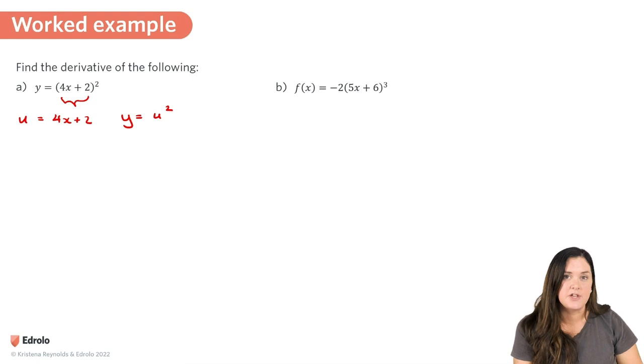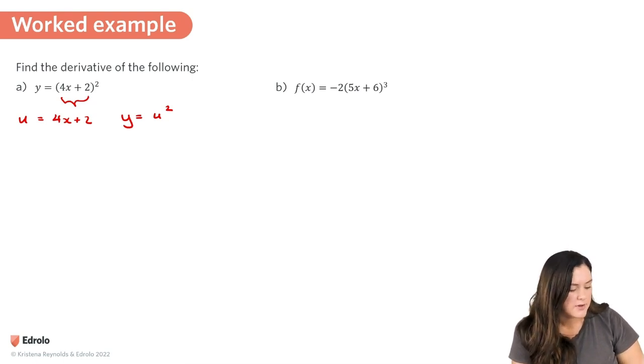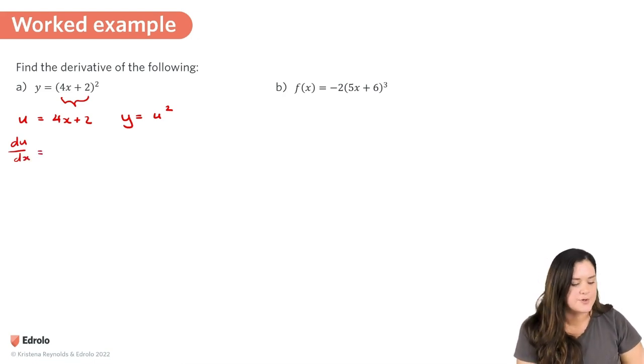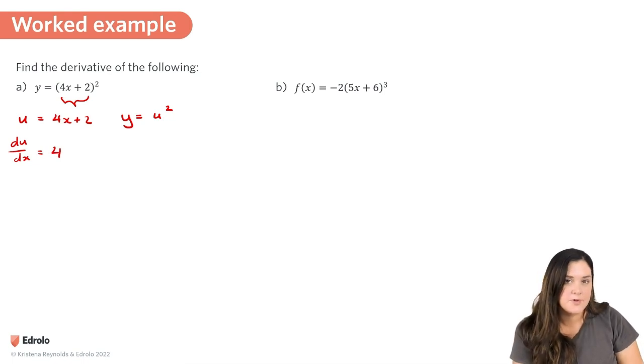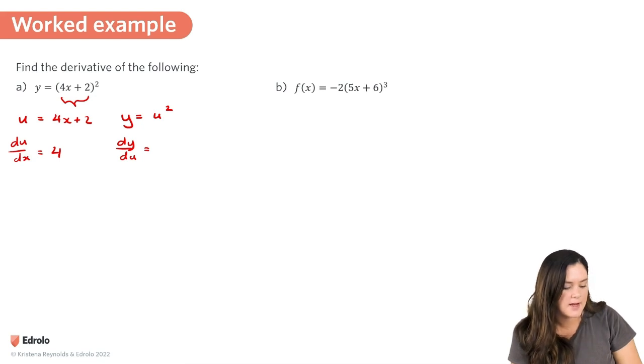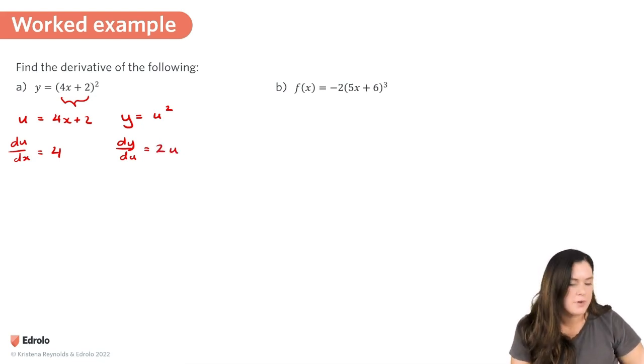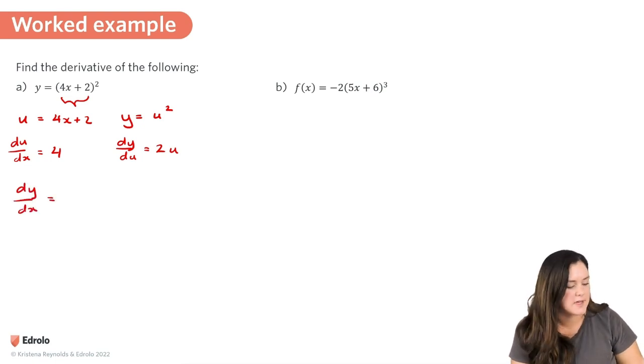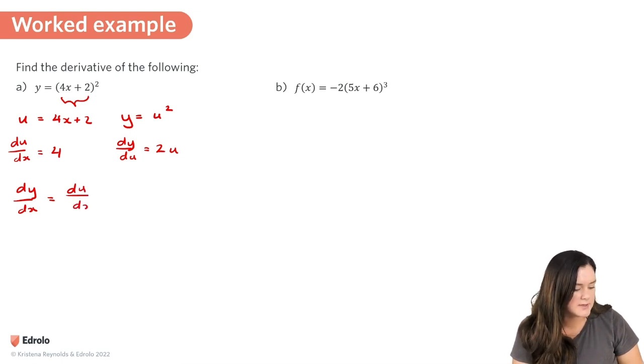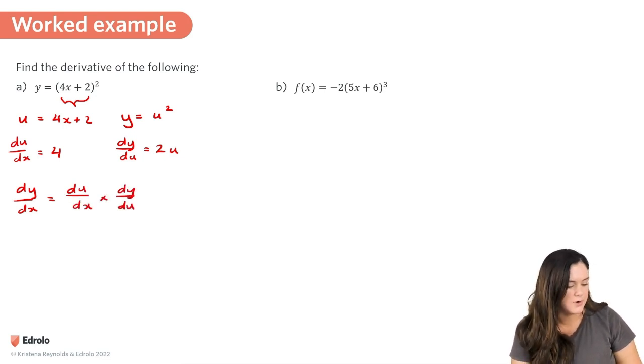Our next step is to differentiate each of these separately. So we've got du/dx, and we just have 4x plus 2. The derivative here, or the gradient there, is just 4. And then differentiating y with respect to u, we have dy/du. We bring the 2 to the front there, so we end up with 2u. Now, putting this all together, we write dy/dx, and we're going to be multiplying both of those together. I'm just going to write what we are doing. We have du/dx times dy/du, and you'll notice that the du's cancel out, so we end up with dy/dx.